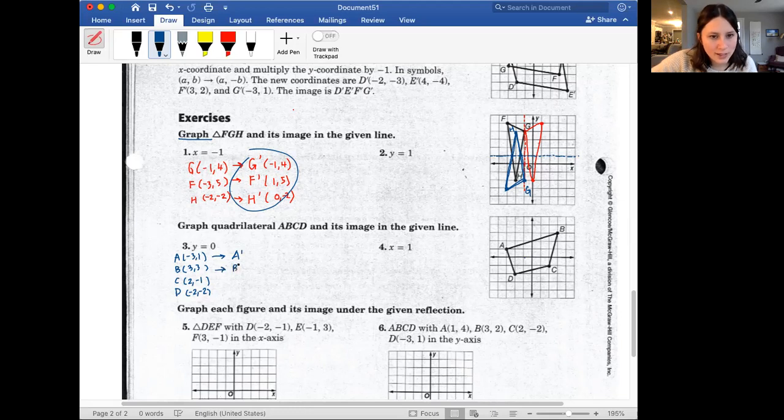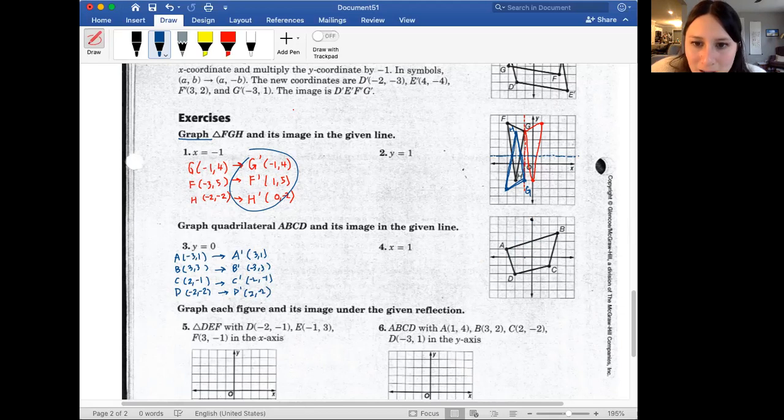So I'm going to write down that my points are going through a change, A, B, C, D. That's the change. And then I'm going to make my x the opposite of what it is. So if it's negative, I'm changing it to positive. If it's positive, it becomes negative. This becomes -2, -1, and this becomes +2, -2. So when I plot my points, hopefully I will have the right image.